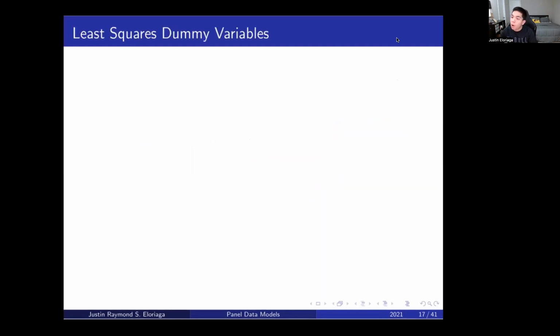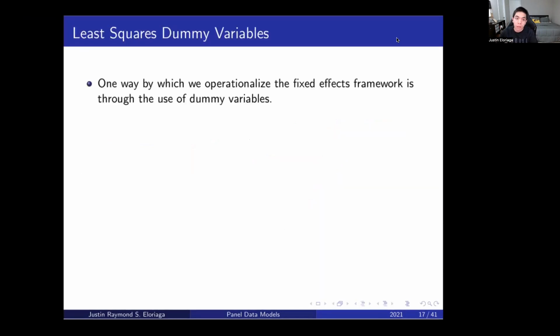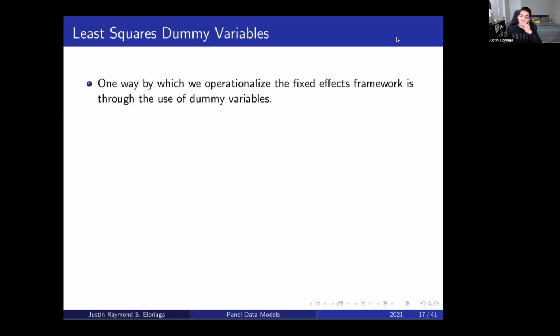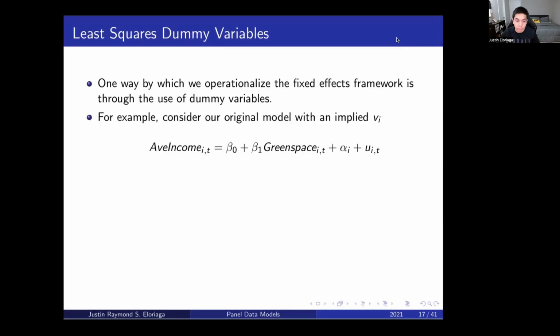That's one limitation. Now, one big question to ask is, how do we actually do the fixed effects model? Are there other ways that we can operationalize the fixed effects model? The answer is yes. We can operationalize it through the use of dummy variables. So that's one way for us to operationalize the fixed effects model. For example, consider this particular model.